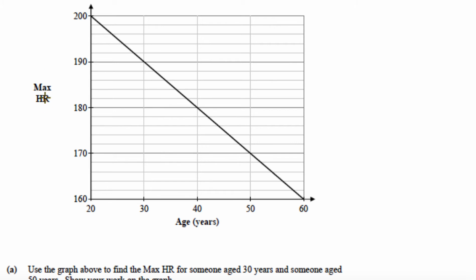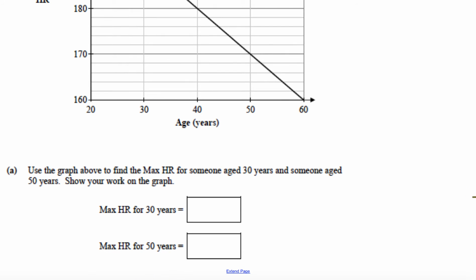And we've got the max heart rate on the vertical axis, and your age in years across the horizontal axis. And this is our line. So part A says use the graph above to find the max heart rate for someone aged 30 years and someone aged 50 years. Show your work on the graph.